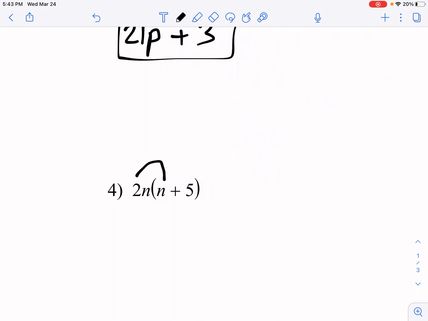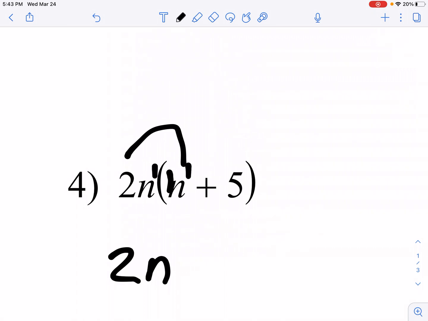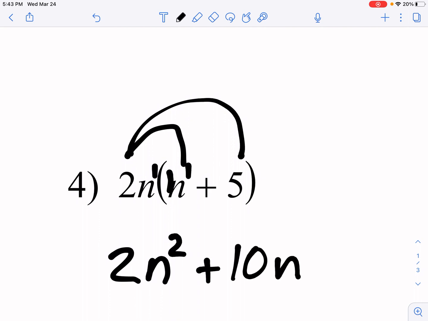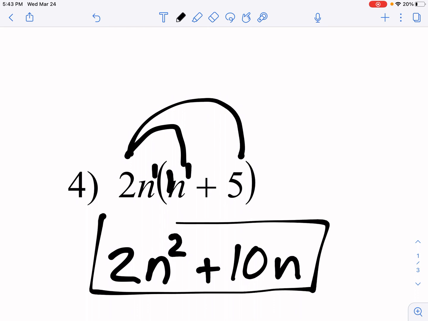And then lastly here, we have 2n times n plus 5, so 2n times n. Well, 2 times the n is still 2. We can treat it like as a coefficient of 1, if you will. 2 times 1 is 2. And then n times n, that's the base, but they both have an exponent of what? They both have an exponent of 1. So what would you do in the product rule? Well, we added the exponents to get 2. So n times n is n squared. And then 2n times 5, 2 times 5 would be 10, and n is still a part of our product. So this would be as simple as we could be.